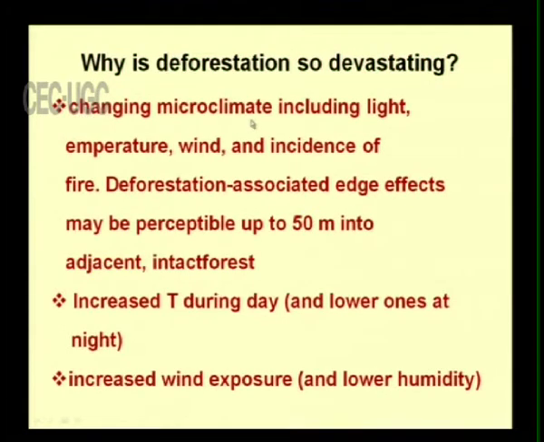And the changing microclimate, including light, temperature, wind and incidence of fire, is also affecting the forest habitat. The deforestation-associated edge effect may be perceptible up to some 50 meters into the adjacent intact forest, and therefore there is increased wind exposure, increased temperature during the day and lower temperature at night. All these climate parameters are also affecting the animals, and that is one reason.